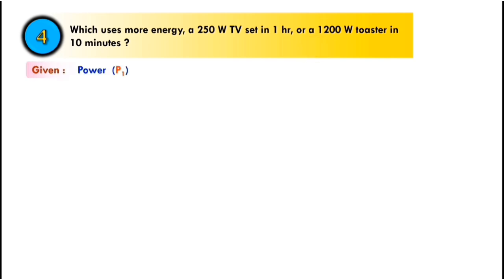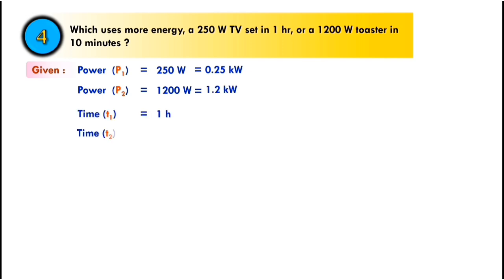Okay, now see here, we are given power 1 equal to 250 watt. So we will convert watt to kilowatt. Don't forget that. So we will get 0.25 kilowatt and power 2 equal to 1200 watt, which is equal to 1.2 kilowatt, and time T1 equal to 1 hour and time 2 equal to T2, that is 10 minutes. So now minutes is given, we have to convert it into hour. Okay, so we will get 10 by 60 hour, that is 0.167 hour.